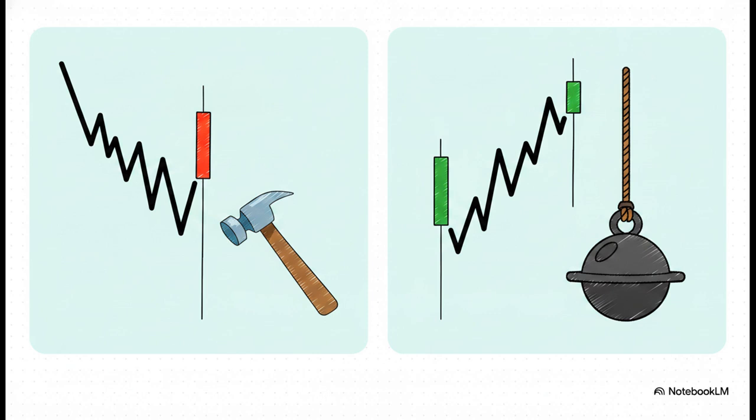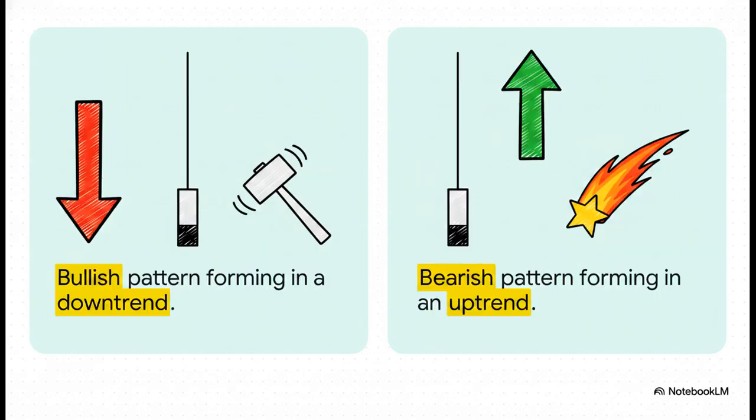And the wildest takeaway from our source material here? Color really doesn't matter as much as context. A green hanging man is still bearish, and a red hammer is absolutely still bullish. It's the exact same deal with the inverted hammer and the shooting star. Again, they look identical, like upside-down hammers with basically no bottom wick. But their predictive power? It's all about whether the market was falling or rising before they showed up.